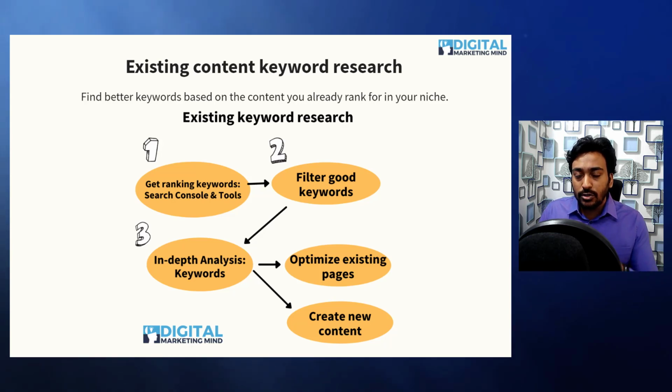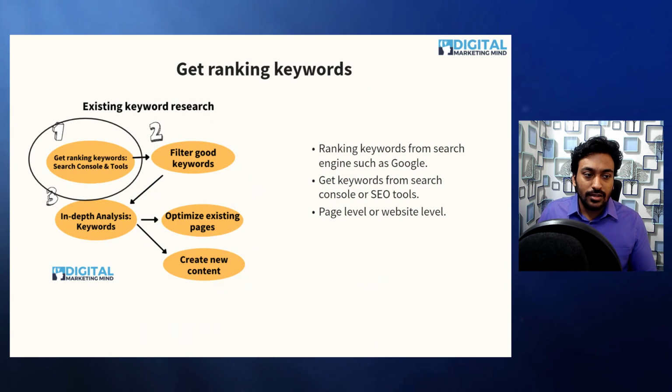It will become much clearer during the demonstration stage, but just remember, we are going to get the ranking keywords, filter the good keywords initially, do an in-depth analysis, and then do one of two things. One, we optimize the existing page with these keywords to give more visibility for them, or two, we create new content based on these keywords. The first stage is getting the ranking keywords.